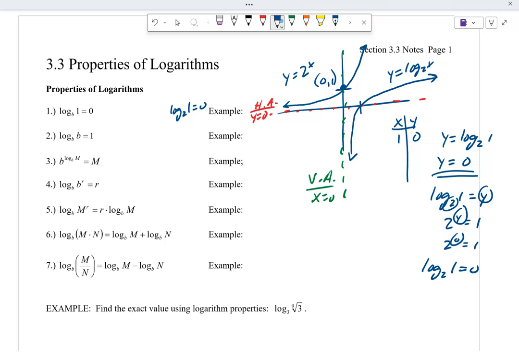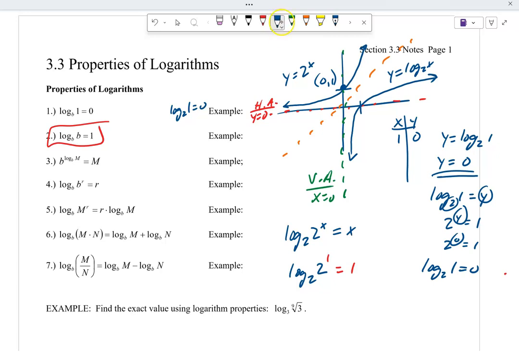Now, because these two are inverses, they undo each other, and they're reflective about the line y equals x. So when I run the composition, log base 2 of 2 to the x, when I put 2 to the x in for x, it'll spit out x. So, for example, log base 2 of 2 would be log base 2 of 2 to the 1, which would be 1. There's that second one right there. So log base 3 of 3 would be 1. So on. They undo each other.